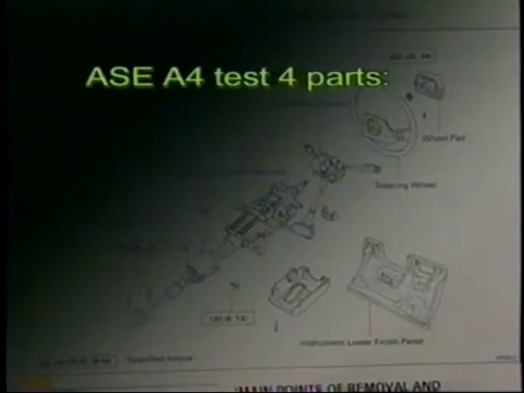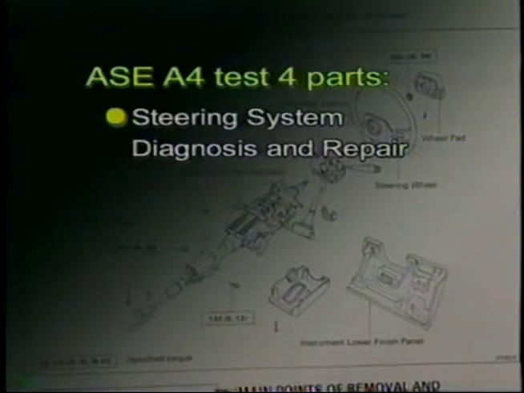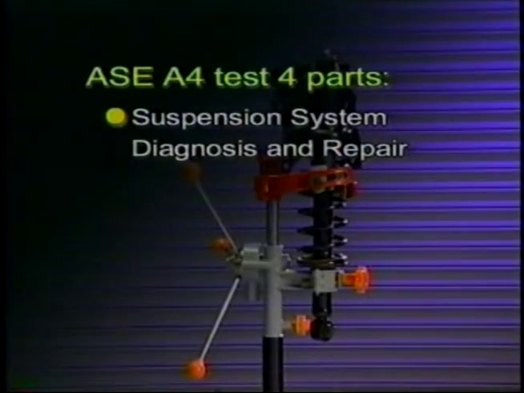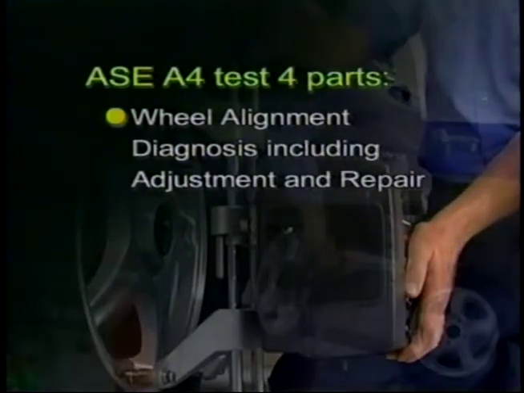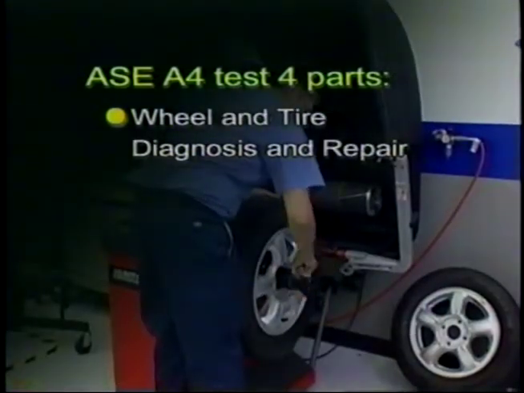The four test areas for A4 are steering systems diagnosis and repair, including steering columns, manual and power-assisted steering units, and steering linkages. Suspension systems diagnosis and repair, including front and rear suspensions and miscellaneous services, wheel alignment diagnosis, including adjustment and repair, and wheel and tire diagnosis and repair.